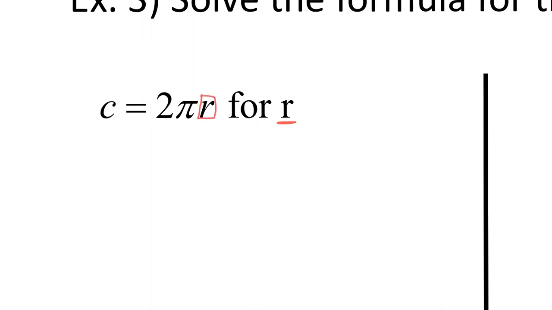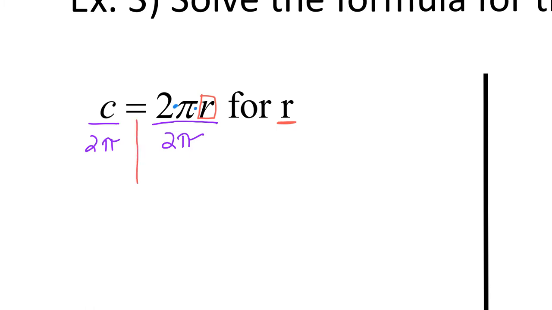And we have to understand what's happening here. C equals 2 times pi times r. You're multiplying those three different terms. I'm going to put the times in here so you know that we're multiplying. So all we have to do to get r by itself is get rid of the 2 and the pi. Since we are multiplying, the opposite will be division. So I'm going to divide by the 2 and the pi on one side, and on the other side I'm going to divide by 2 and the pi.